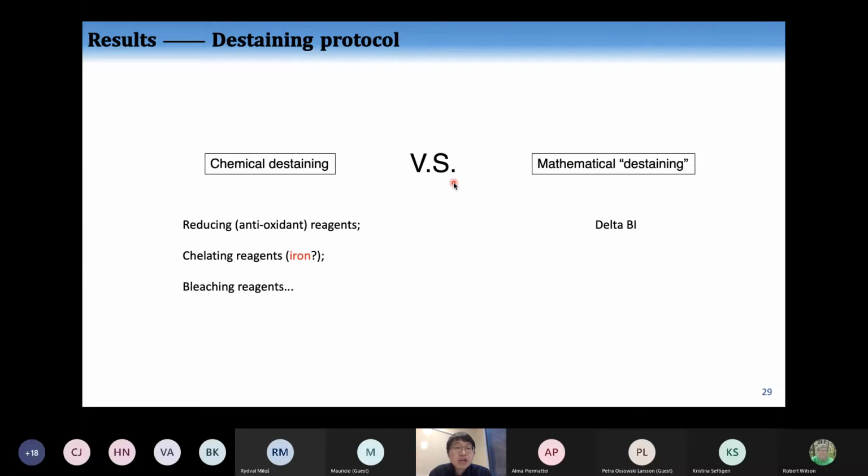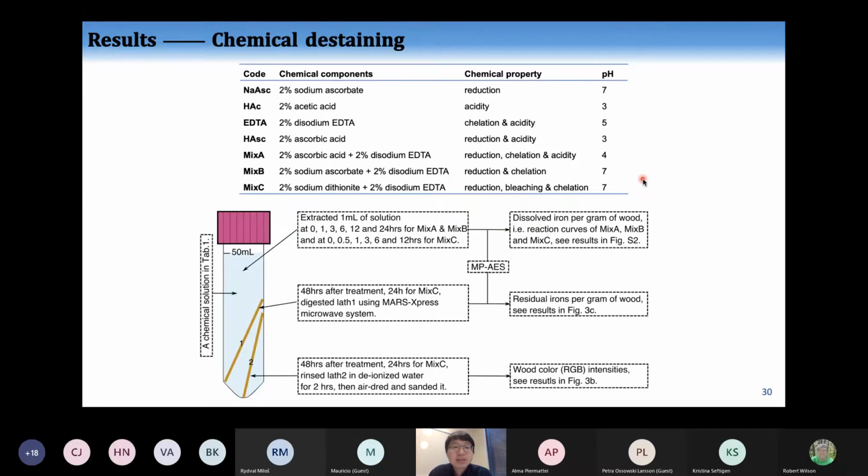In order to remove the color-related biases in the blue intensity method, I compared 2 approaches. The first is the chemical destaining approach, using reducing, chelating, and bleaching reagents, and the other is mathematical destaining, for which I used the delta blue calculation. For the chemical destaining, I used 7 reagents, including sodium ascorbate, acetic acid, disodium EDTA, and ascorbic acid, as well as their mixtures. The figure in the bottom illustrates the treatment of a sample.